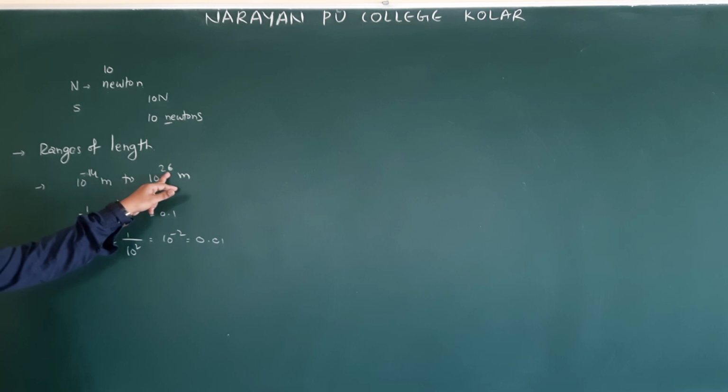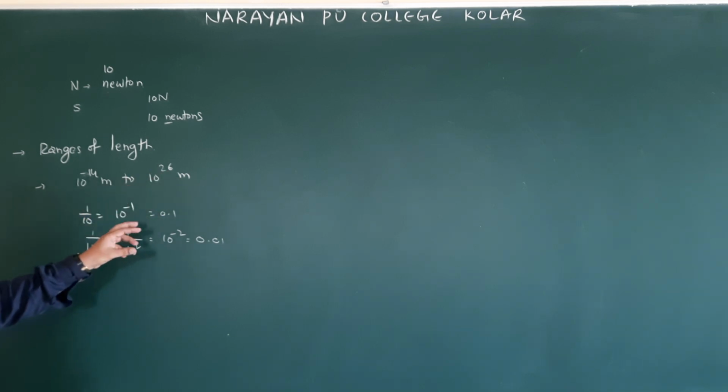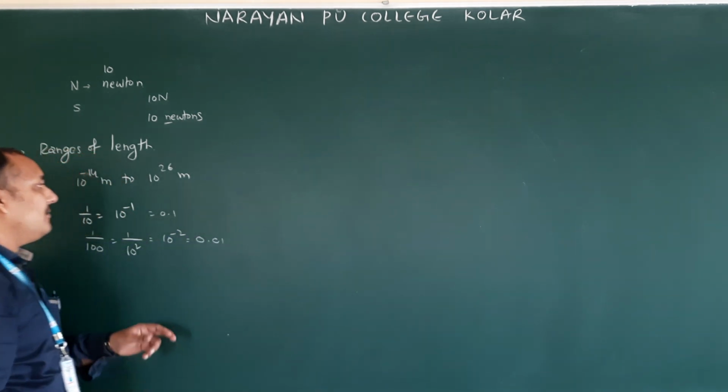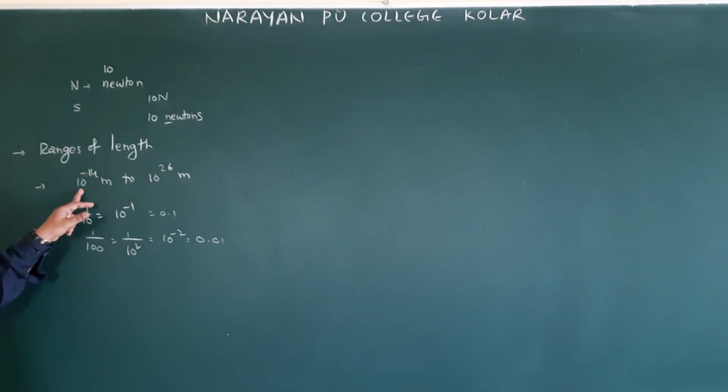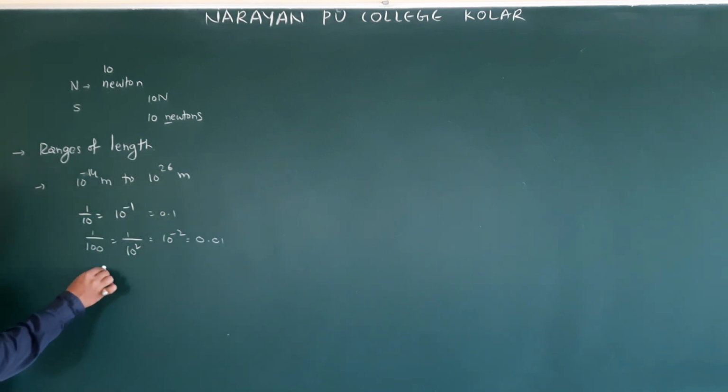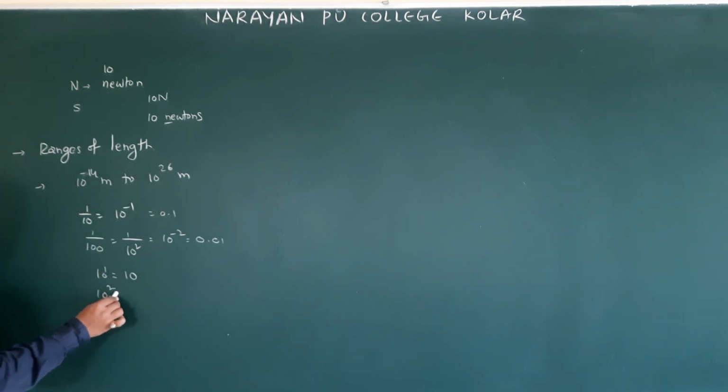Next, 10 power 26. This is for our convenience, because we are not able to write all of this, like 0.000001, therefore they represent it like this. Now 10 power 26 is a positive value. Positive value means 10 power 1 is 10, 10 square.